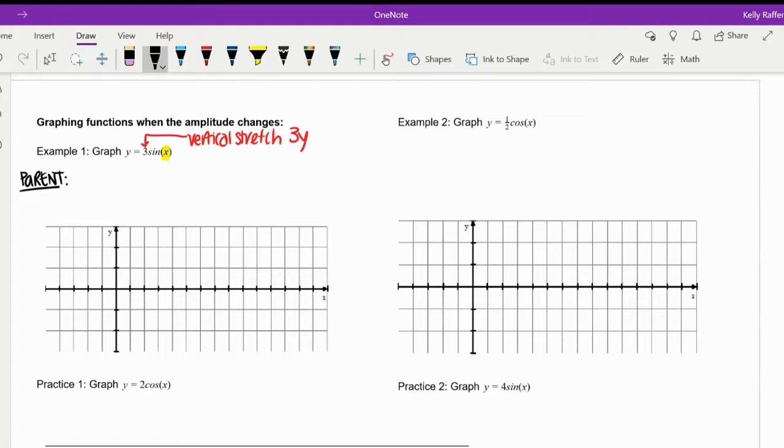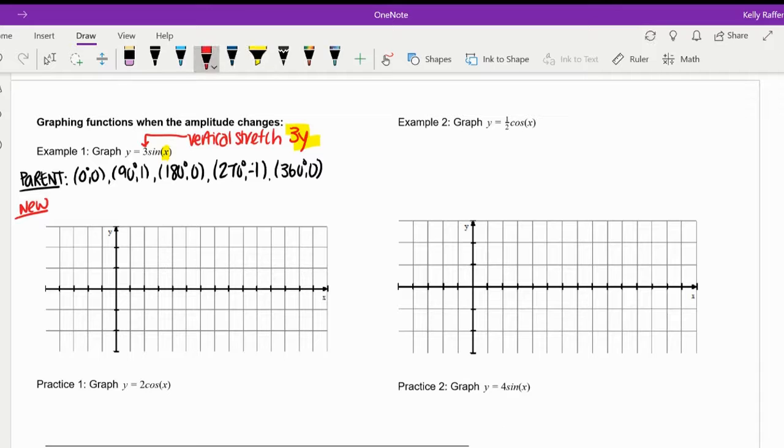So if you check our first page, when we graphed our sine function, we had all of these points: 0 degrees, 0; 90, 1; 180, 0; 270, -1; 360, 0. And you kind of have two options. You can either memorize the points or memorize what the graph looks like, which we'll go over. So I would take all these points and I'm going to multiply our y's by 3.